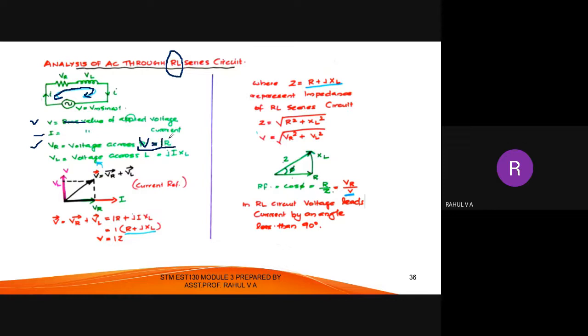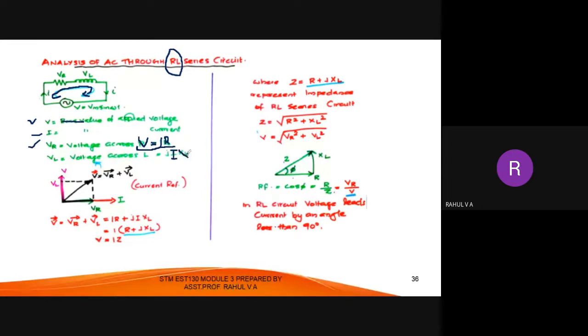And the voltage across the inductor is given by, actually, the current into the reactive component. But since the reactive component is considered as an imaginary term, I am writing it like jIXL.